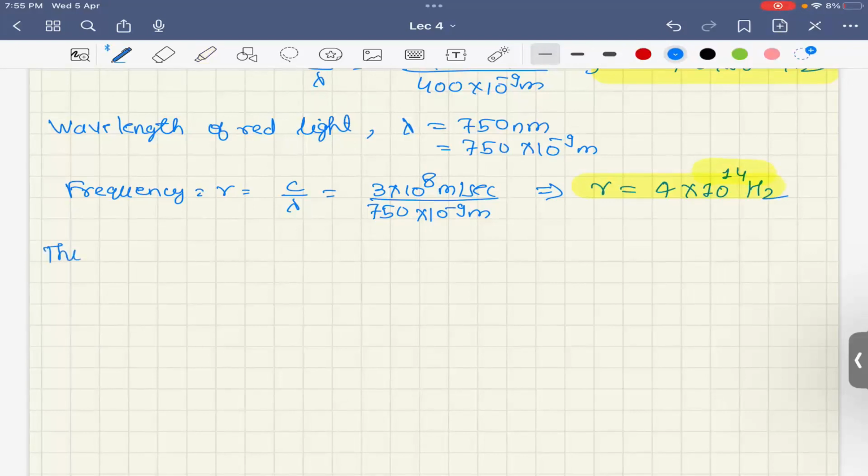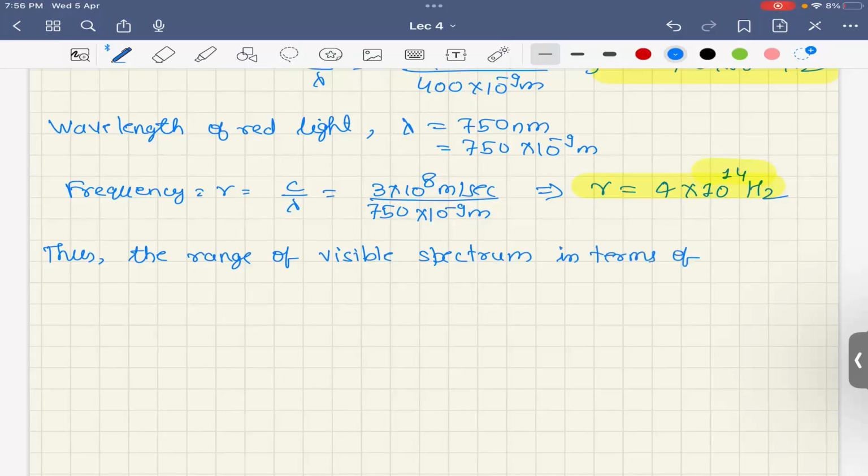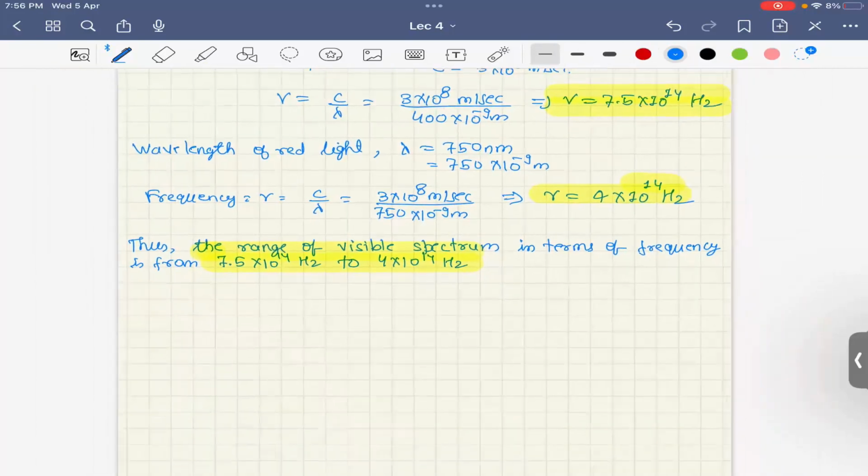Thus the range of the visible spectrum in terms of frequency is from 7.5 × 10 raised to power 14 hertz to 4 × 10 raised to power 14 hertz, right? So with this, we conclude today's class.